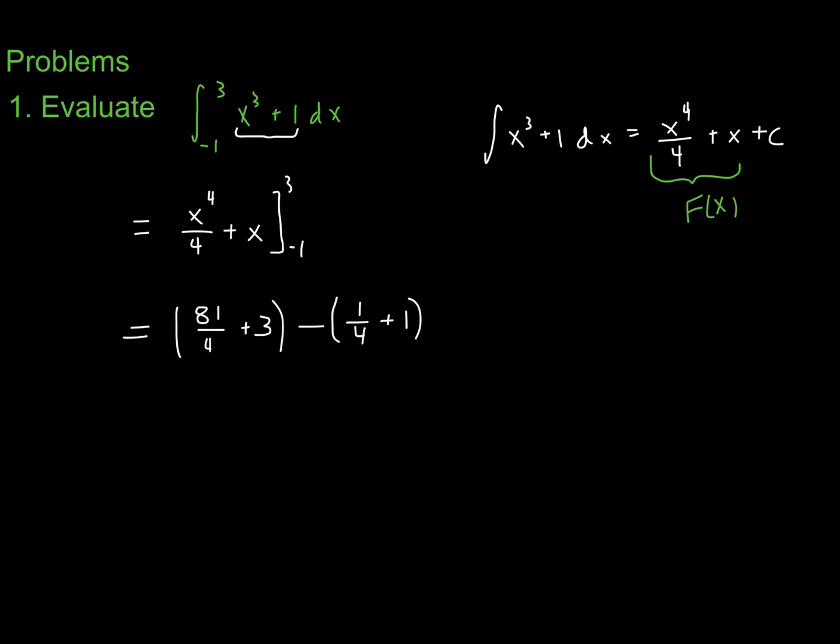And now to simplify, I simply want to take advantage of the construction here, so I'm going to distribute the negative. I will have 81/4 minus 1/4, and then 3 minus 1. So we're going to have 80/4 plus 2, and when you go ahead and divide 80 by 4, you're going to get 20, and plus 2 is going to give you 22. So this is the value of my definite integral.